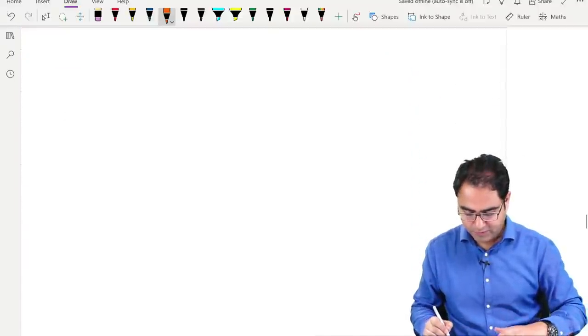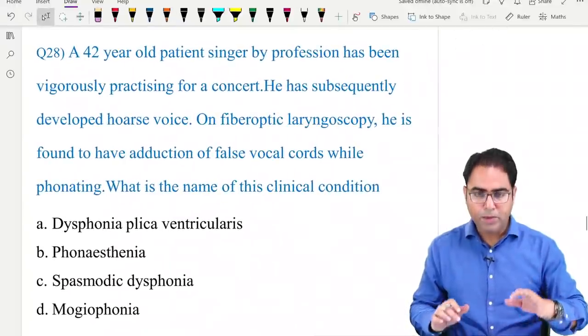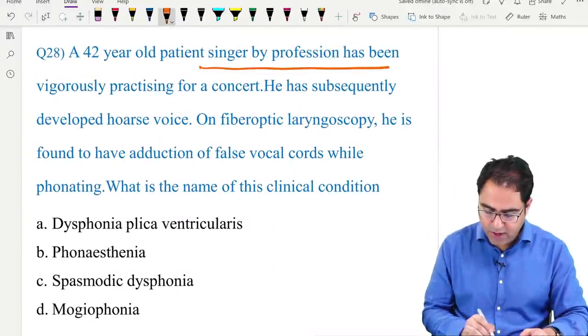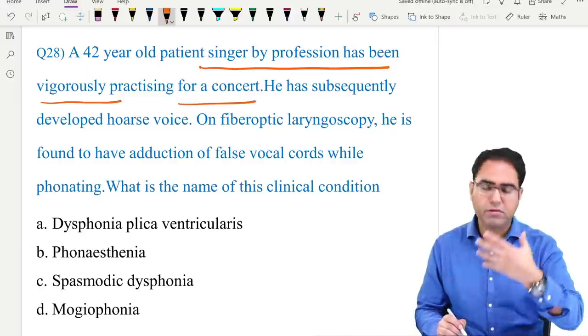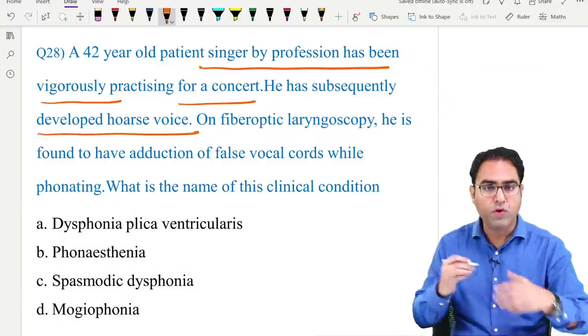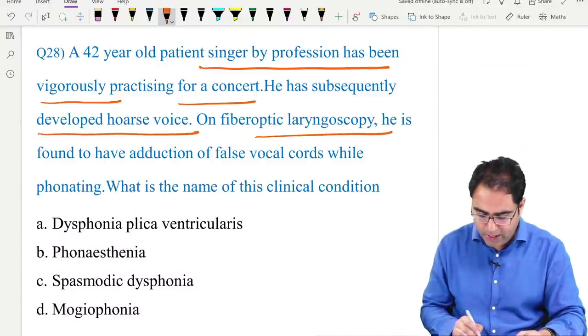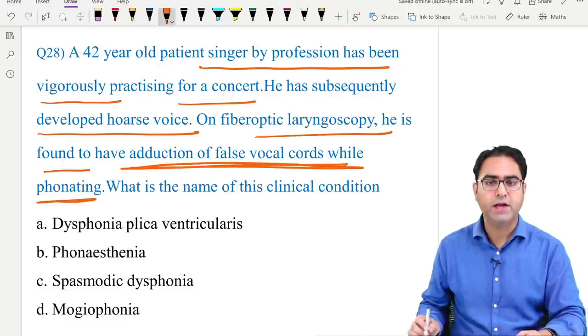Okay. Now, next question, beta. A 42-year-old patient, a singer by profession, has been practicing for a concert. He's trying to develop a special kind of bass in his voice, but he has developed a hoarse voice due to overpractice. On laryngoscopy, he is found to have adduction of the false vocal cord while phonating, beta.